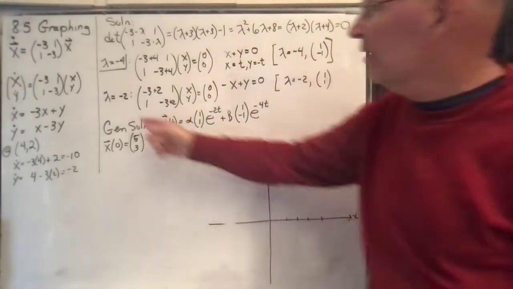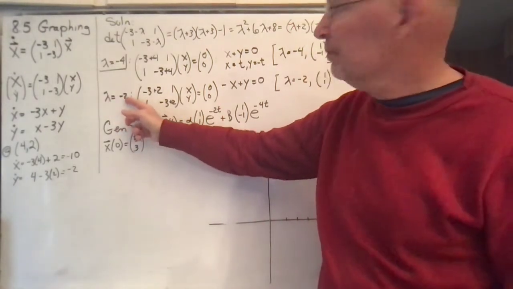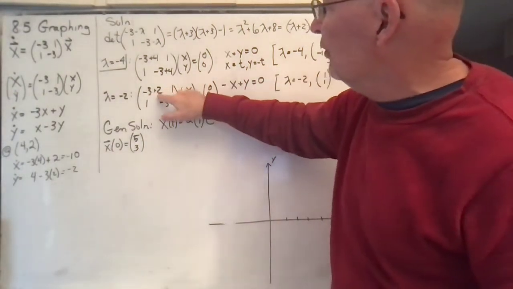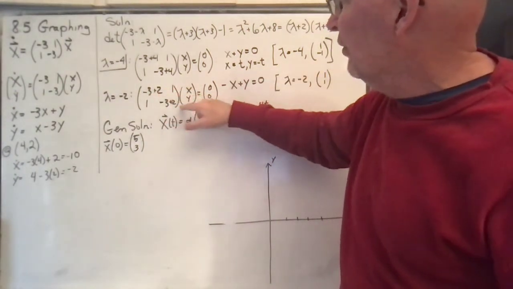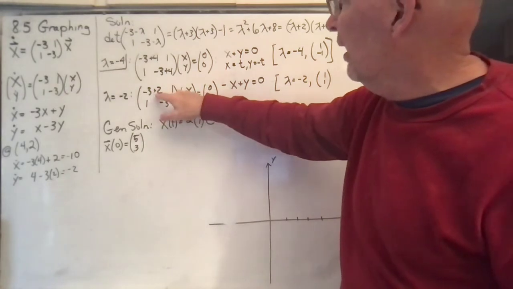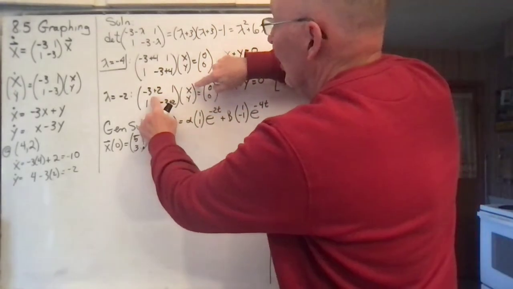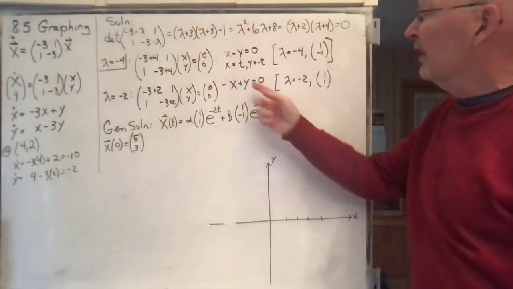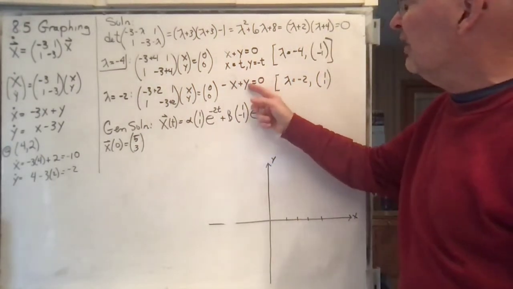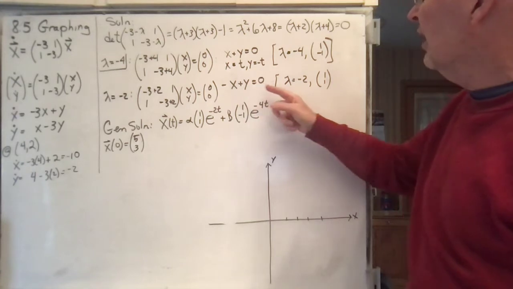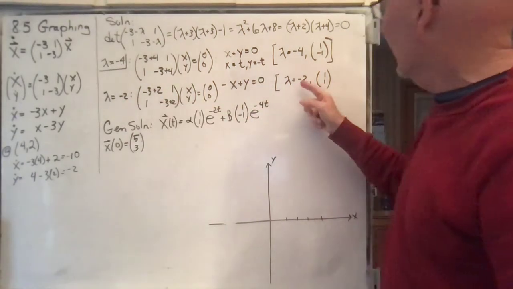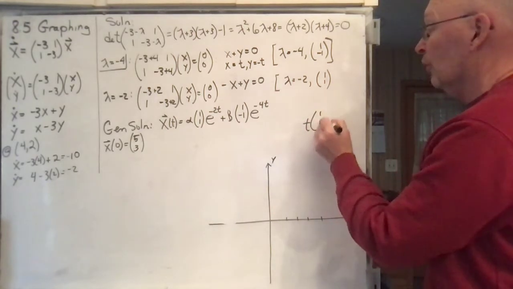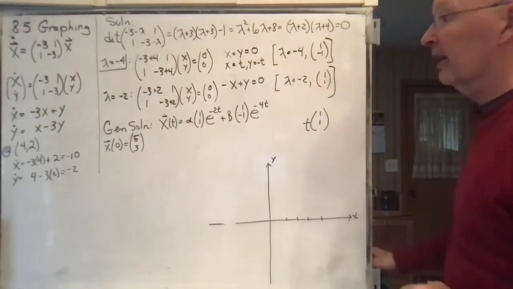Same thing here. You let lambda be negative 2, and you subtract negative 2, which means you're adding a 2, and you do that all the way through, and you end up with negative 1x plus y is equal to 0. You do the same thing as before. You let x be equal to t, then y is also going to be t. So for this eigenvalue, you end up with t times the eigenvector 1, 1. So there's your eigenvector right there.